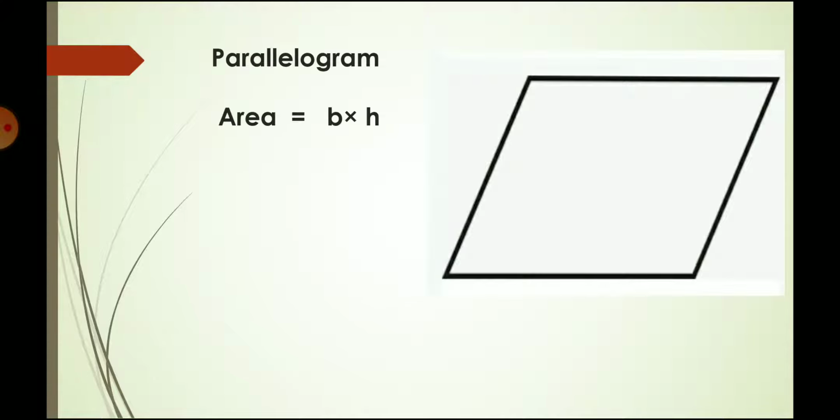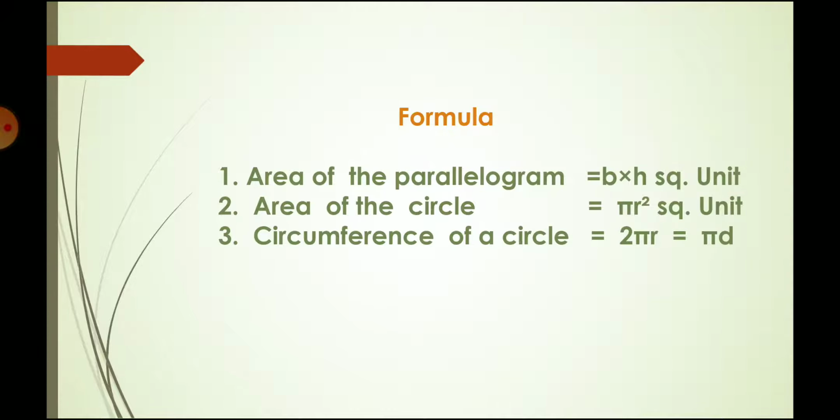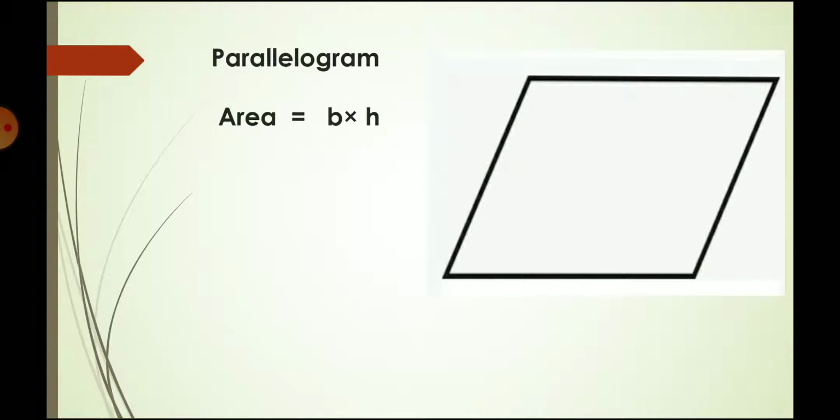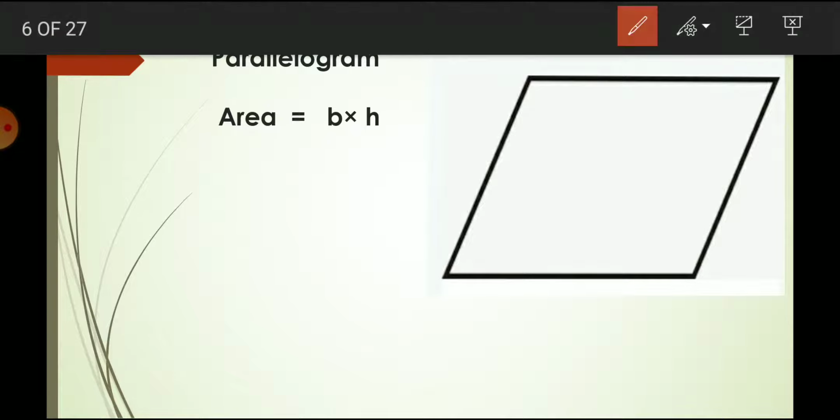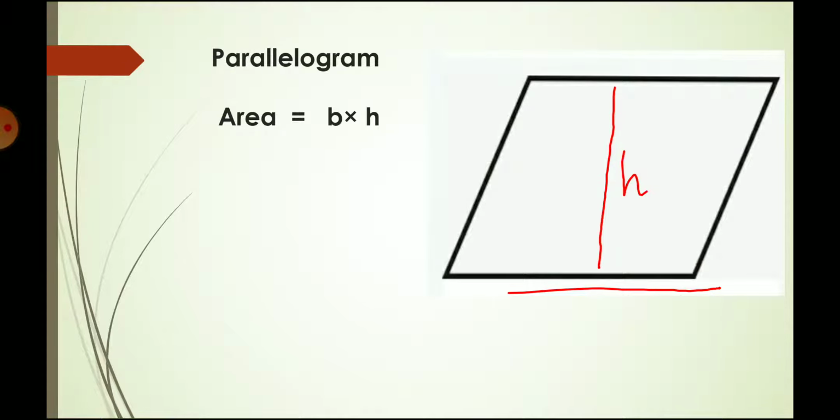This is called a parallelogram. And see, the base is called the breadth. This line is called h. So the formula for the area of the parallelogram is b into h. If we know the values of breadth and height, we can substitute these values in this formula. We can get the area of the parallelogram anywhere.